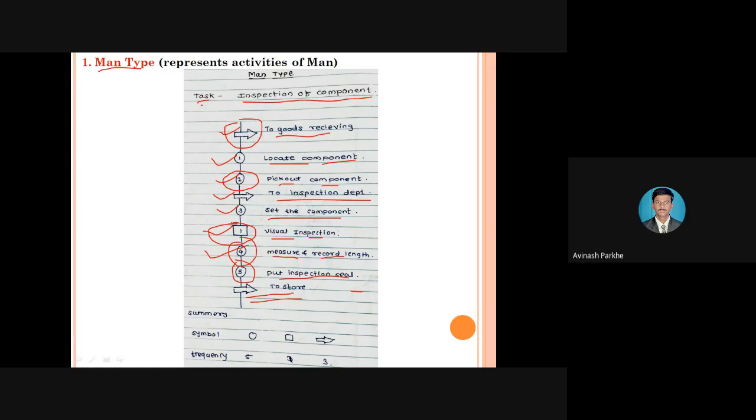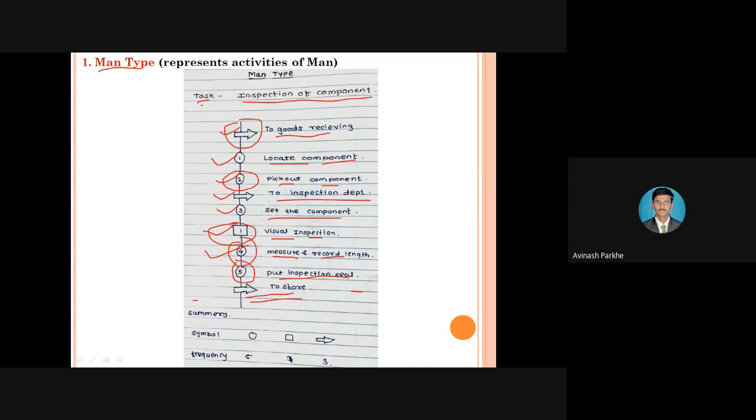All the movements, transport movements from one location to another location, activities performed by the man on that particular job, number of inspections performed by that particular man on that particular job, all those movements of the man are recorded by using this man type of flow process chart.